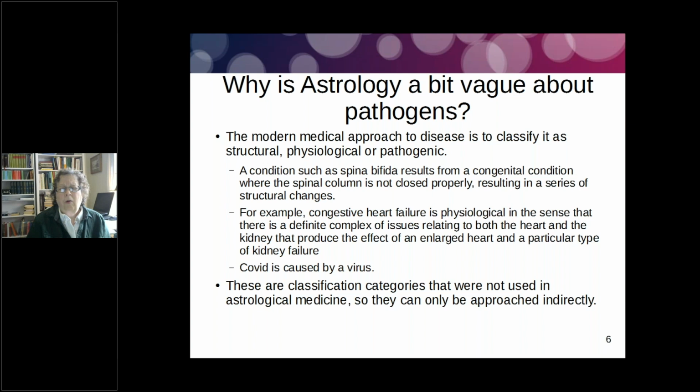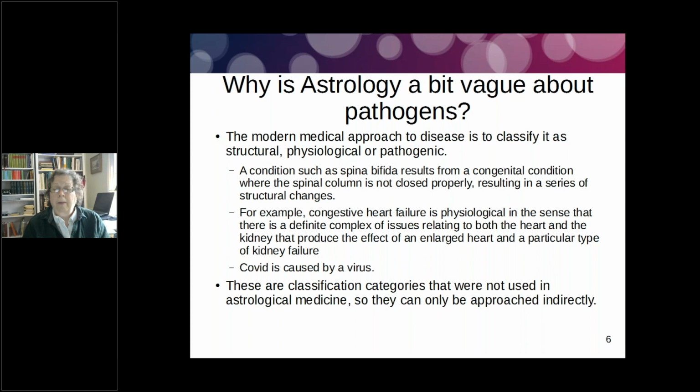Now, diseases are not all caused by pathogens. So, for example, we could look at the modern system and classify the diseases as what we might call structural, physiological, or pathogenic. Now, an example of a structural situation is something like spina bifida. It's considered a congenital condition because it occurs when the spinal column does not close properly, and that results in a whole series of structural changes that reverberate through the person's life. This is not a pathogenic disease. It's a structural issue.